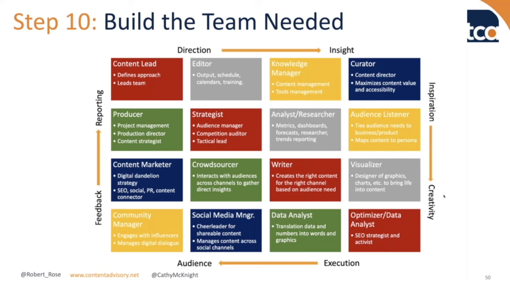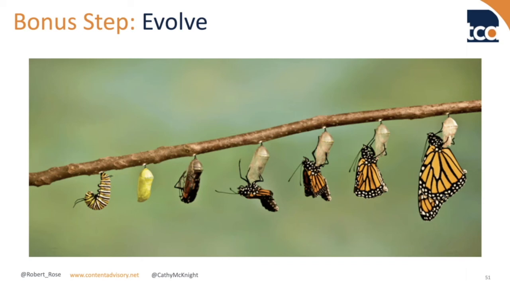Make sure that innovation is part of the plan. Give people an opportunity to try new things and test out new asset types or delivery styles or channel management, and that way the company reaps the benefits of that. And then finally, because no 10-step process is complete without a bonus step, you have to evolve.